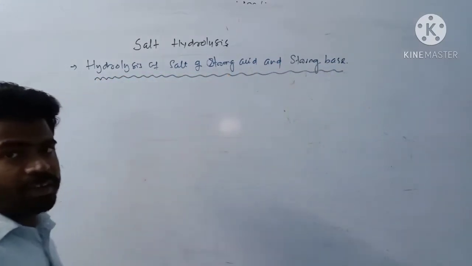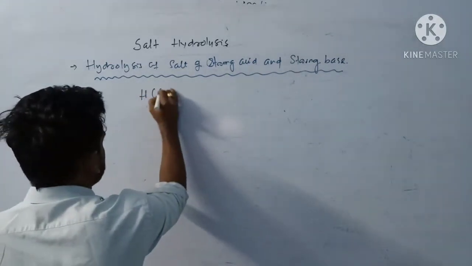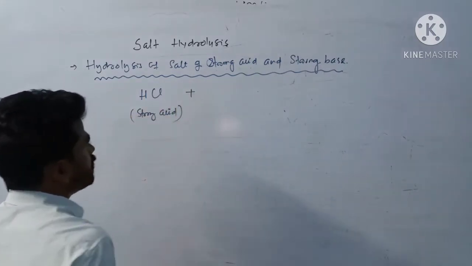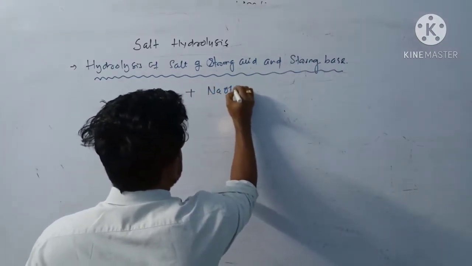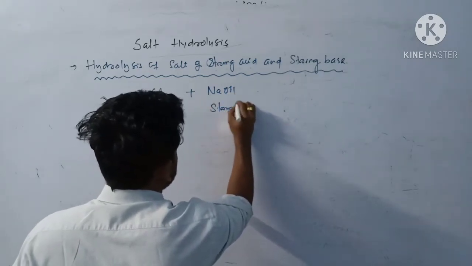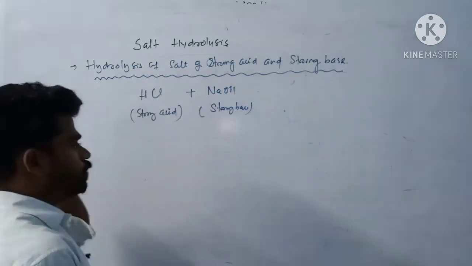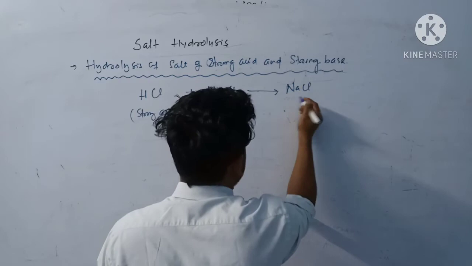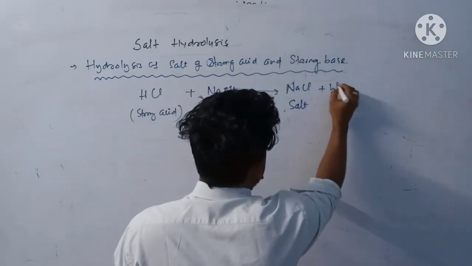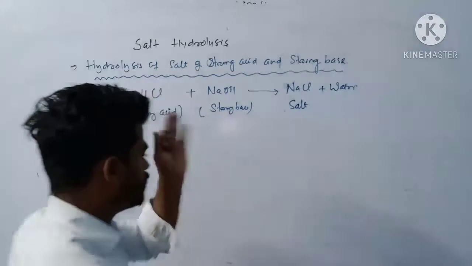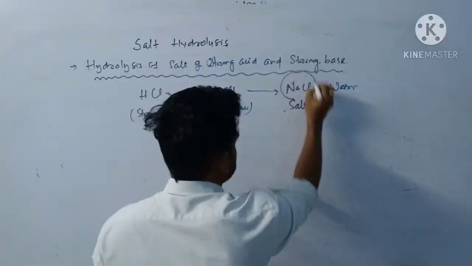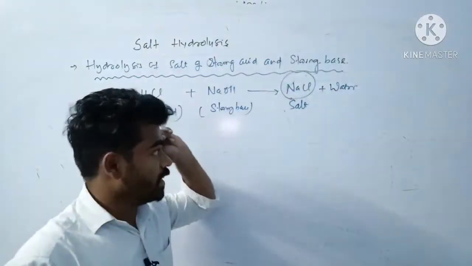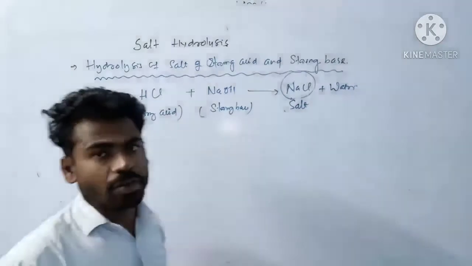So strong acid, if I consider hydrochloric acid, this one is a strong acid, interacts with a strong base, sodium hydroxide, strong base. Acid plus base, definitely leading to the formation of salt and water, NaCl, the corresponding salt, plus water. This is a neutralization process, and here we are considering this type of salt. So sodium chloride is a salt of strong acid with strong base.